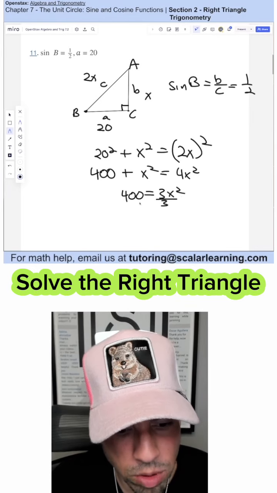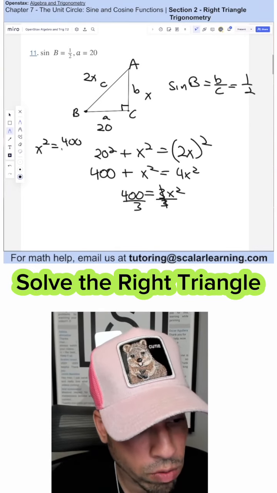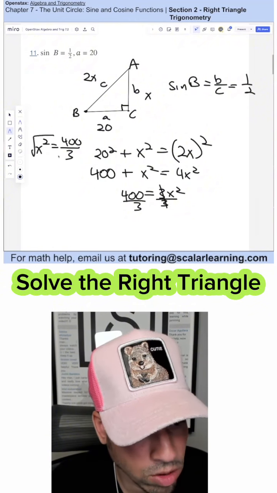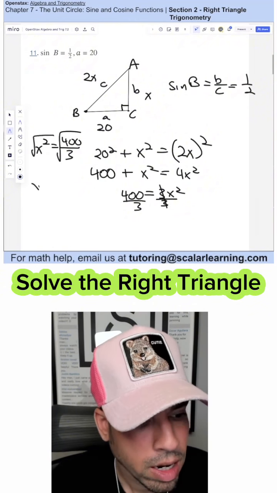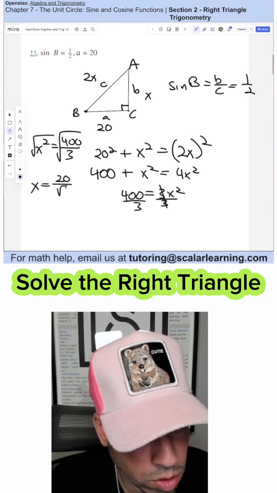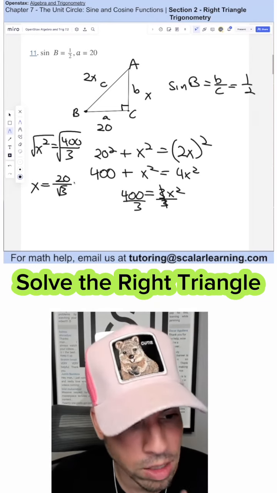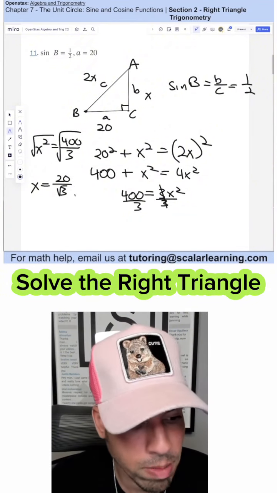Then I'm going to divide both sides by 3, and X squared equals 400 over 3. Last but not least, I'm going to take the square root of both sides. And X equals the square root of 400, which is 20, over the square root of 3. By the way, we could say plus or minus, but this is length, so we don't have to worry about a negative.